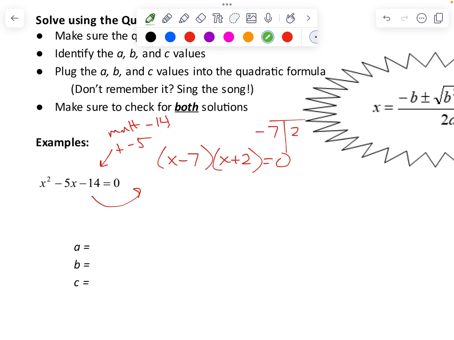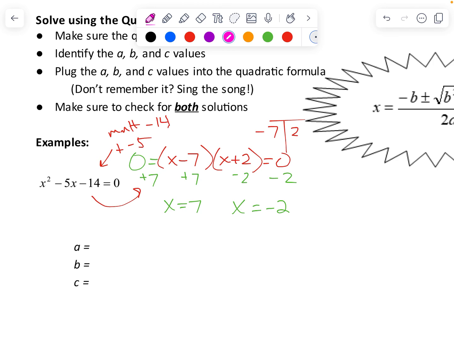And then I could use my zero product to figure out what makes this 0. So what makes this 0? X would be 7. And what makes this 0? X would be negative 2. So we already know the answers going into this problem because we could solve it by factoring. But it's kind of this magical unicorn where you can actually find numbers that multiply and add to that number, and we can factor it.